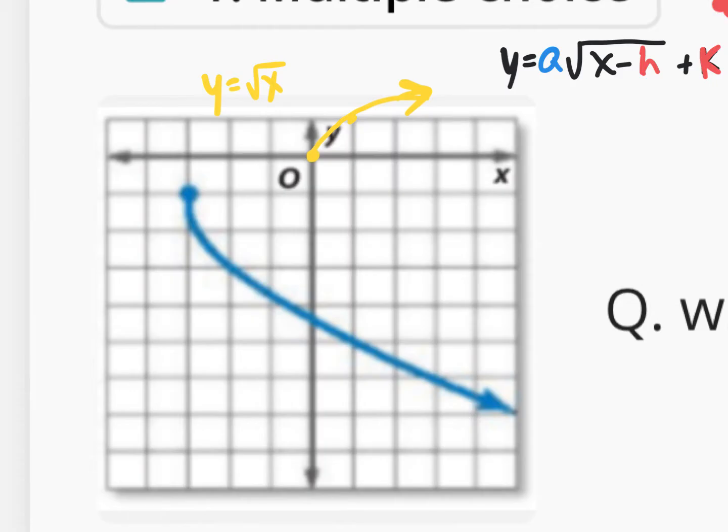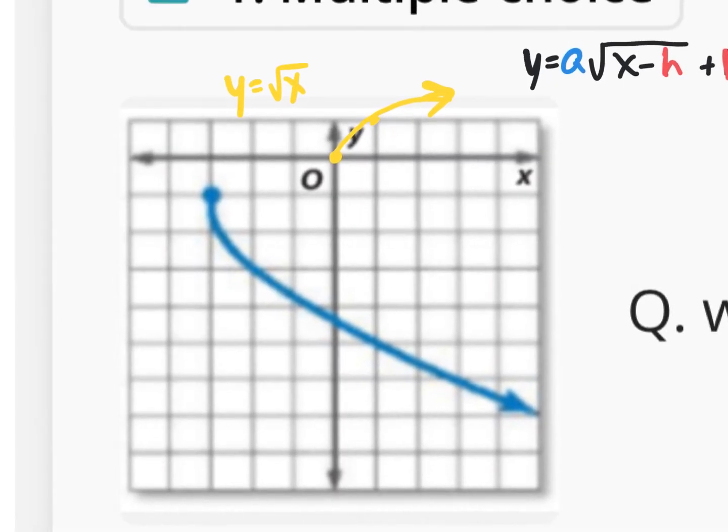Just to remind you, if you're thinking, where the heck did he get this? How does he know that the parent graph looks like that? If you go to an input-output table on the parent graph and you plug in the number 0, the square root of 0 is 0. So the input 0 gives you the output 0. And that's why we have a coordinate at the origin. The input 1, the square root of 1 is 1. So the output is 1, okay? So that's how you get 1, 1.